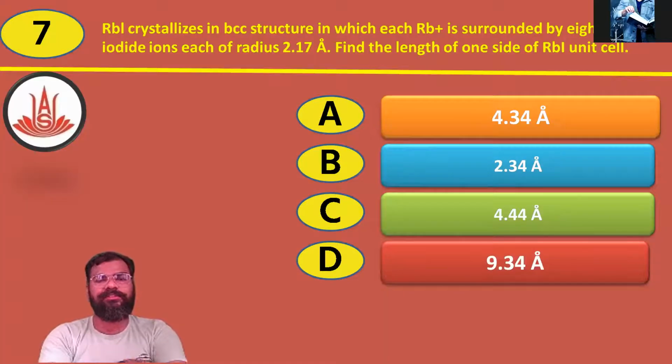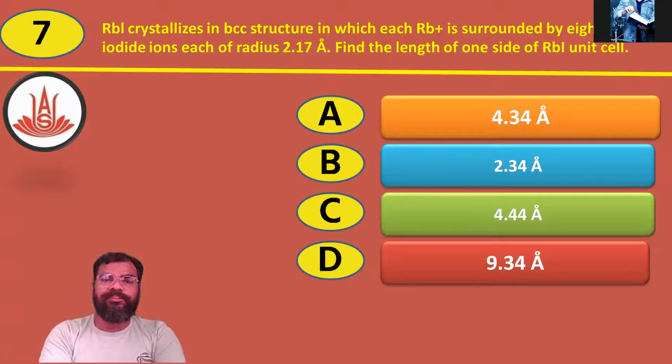Then question number 7. RbI crystallizes in BCC structure in which each Rb plus is surrounded by 8 iodide ions, each of radius 2.17 angstrom. Then find the length of one side of the RbI unit cell in angstrom. Options: 4.34 angstrom, 2.34 angstrom, 4.44 angstrom, or 9.34 angstrom. There are four options they have given.